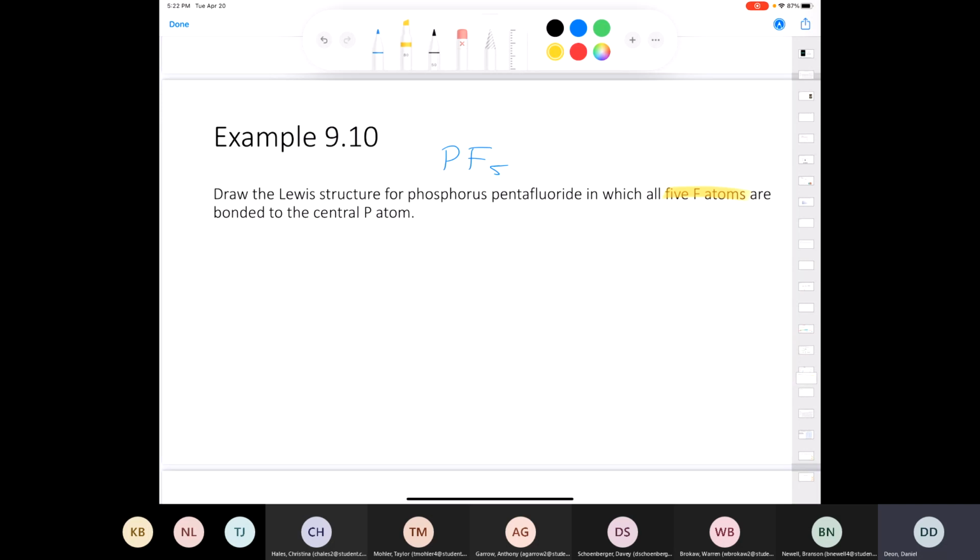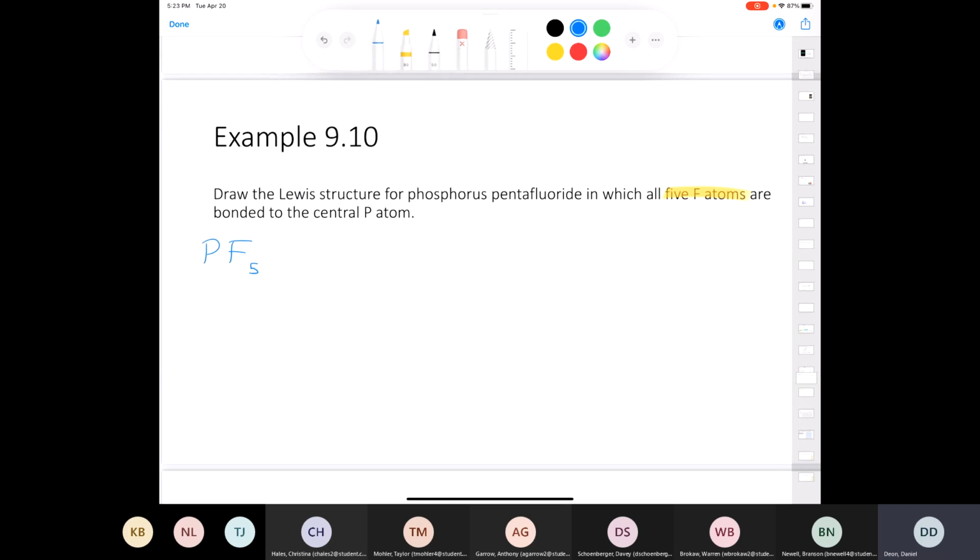Look where phosphorus is in the periodic table. Phosphorus is element number 15. That means it's in the 3rd period, and so phosphorus can, in fact, expand its octet. It has d orbitals available to it for the expansion. Well, let's tally up the total number of valence electrons in phosphorus pentafluoride.